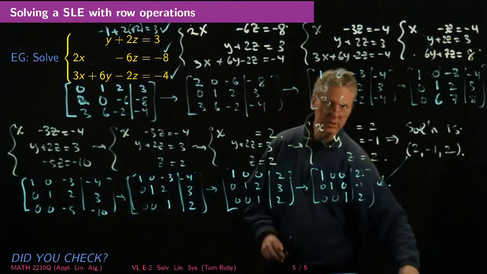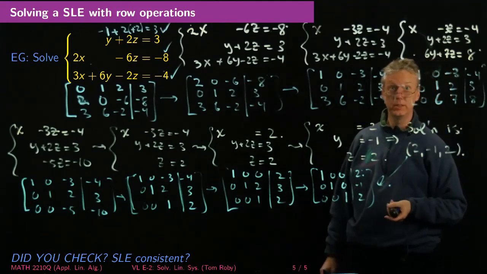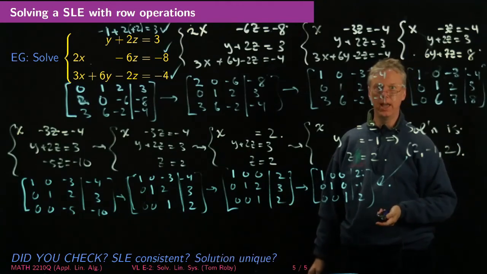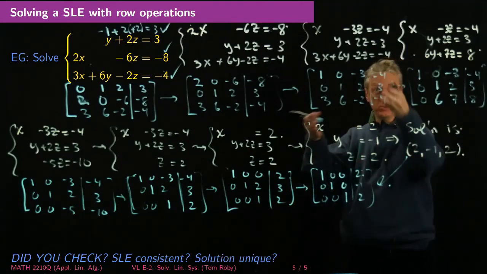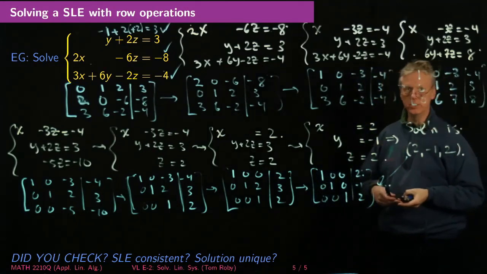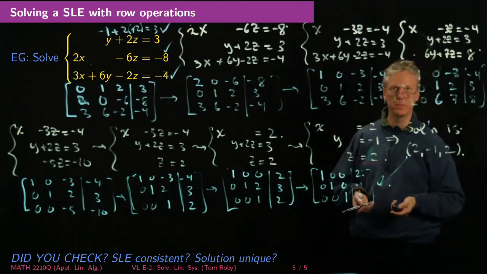And then the last questions I want to ask about any linear system: is the system consistent? Was there a solution? Yes, at least one solution. And is the solution unique? In this case, we see that what we've done is show that there is exactly one unique solution. We'll see other examples where we don't have a unique solution, but that's all there is for this video lecture.